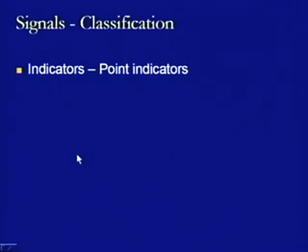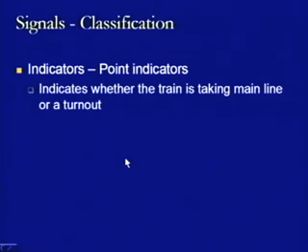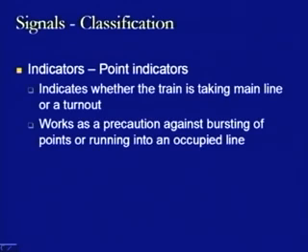Now, we come to the different types of indicators. As we have seen, we can provide indicators for different specific conditions. There are point indicators, which indicate whether the train is taking the main line or a turnout. As soon as the train is crossing the points, the driver will find an indicator just before that, which defines whether you are going towards the point or towards the main track. It works as a precaution against bursting of the points or running into an occupied line. That is how it helps the driver.